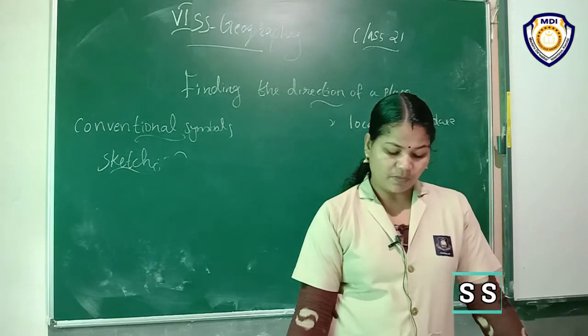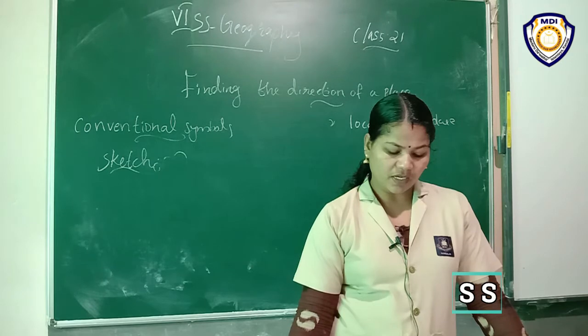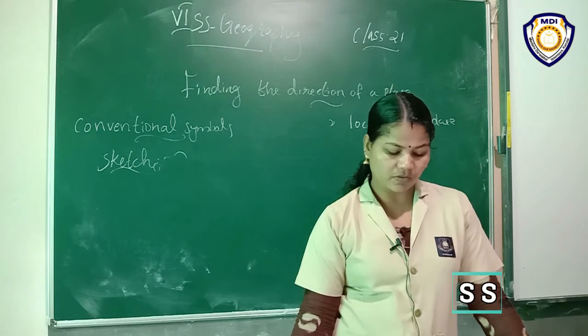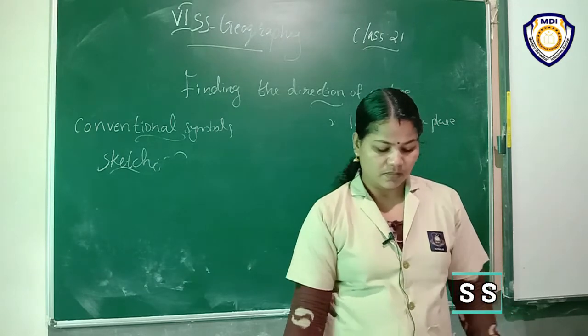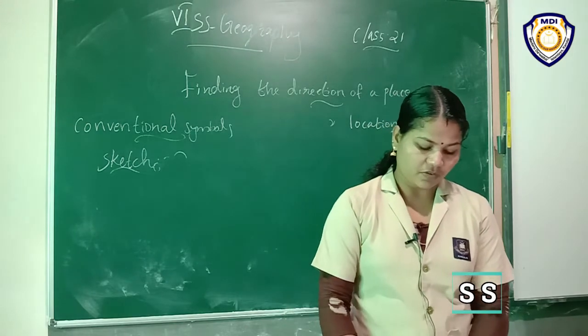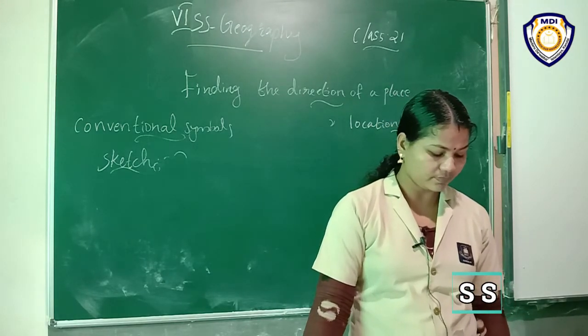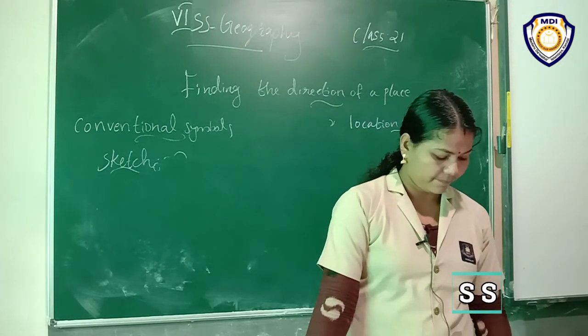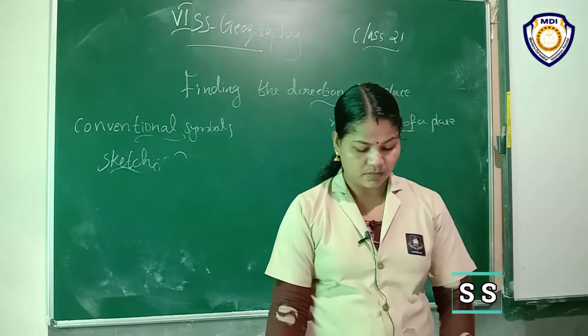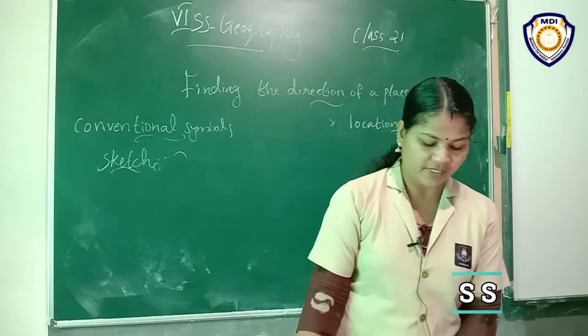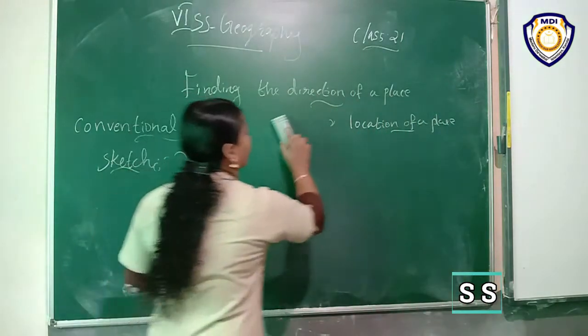Such a drawing would not be drawn to any scale, nor would it have all the features of the area drawn in detail. This kind of rough drawing of an area is called a sketch. Underline that. Listen, a rough drawing of an area is called a sketch.